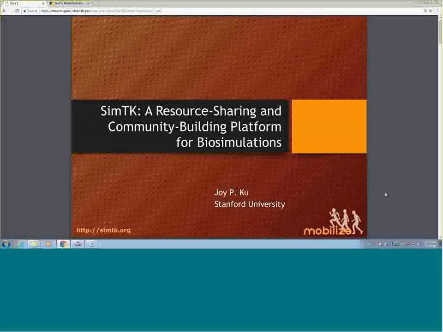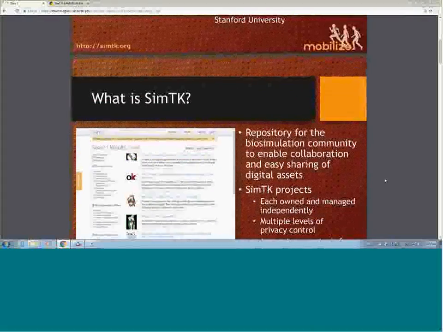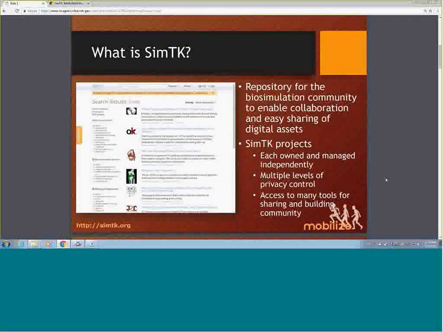Thank you all for having me here today to tell you more about SimTK. For those of you who aren't familiar with SimTK, this is a resource that was started up in 2005 by one of the National Centers for Biomedical Computing called SimBios. And it's a repository that makes it easy to share digital assets, models or code or just any kind of electronic file, as well as to make it easy to collaborate on these different projects.